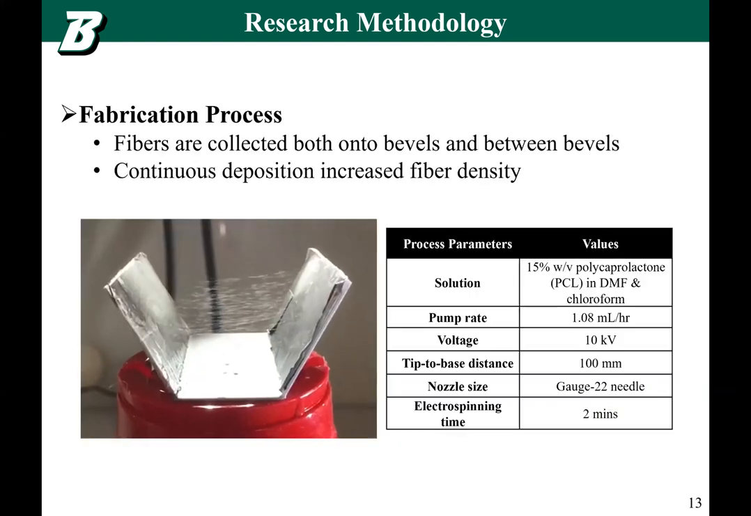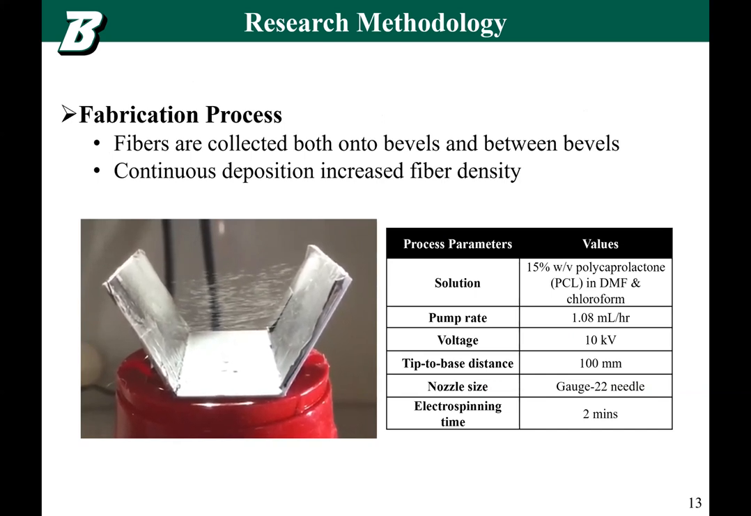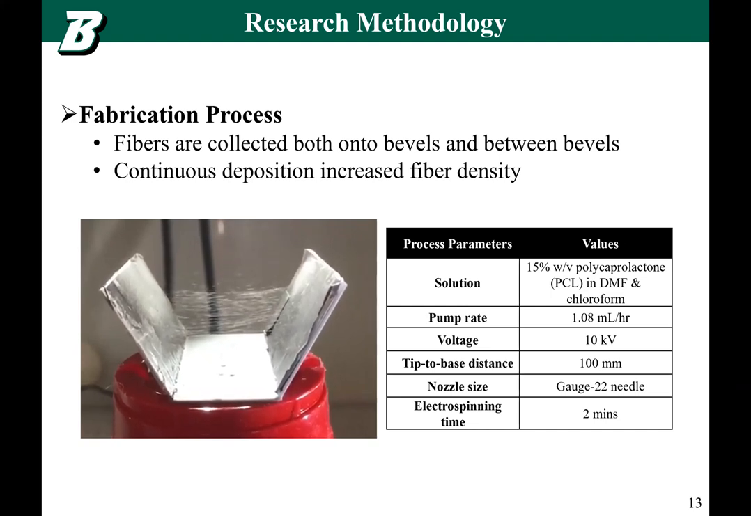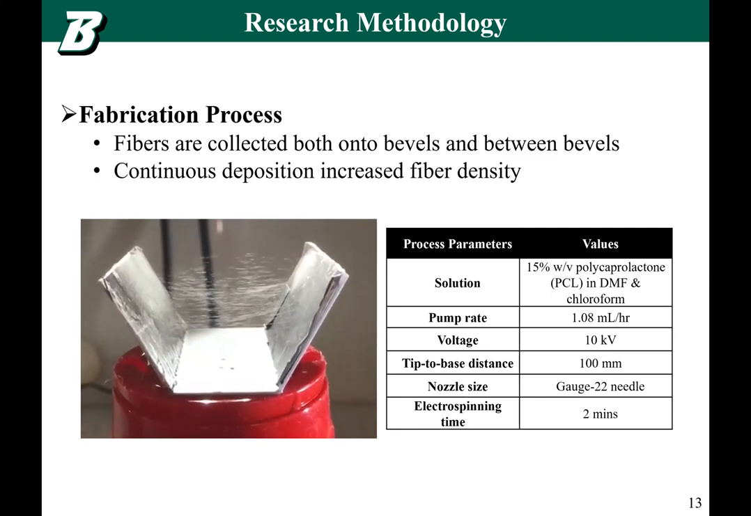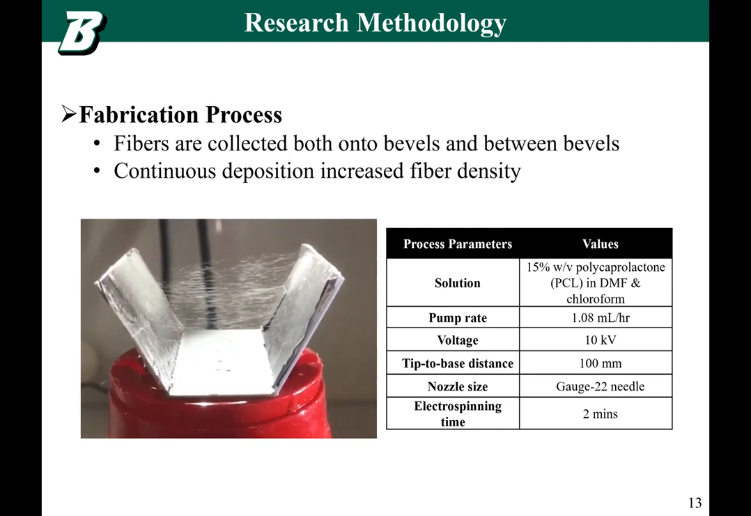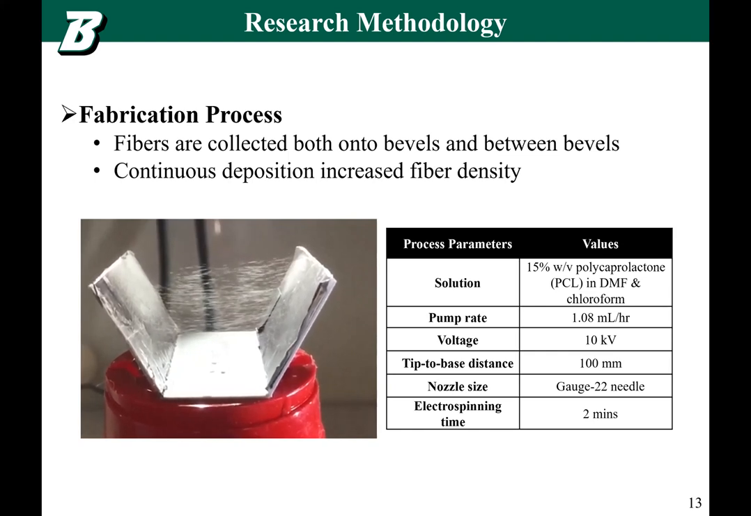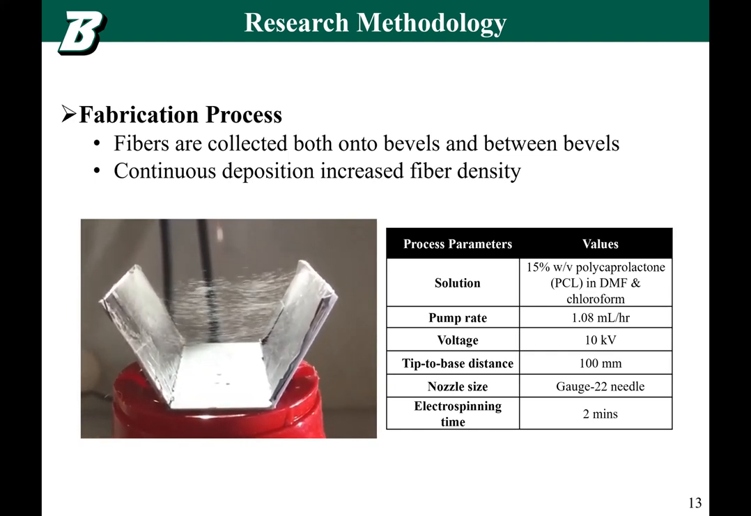And after the validation of our hypothesis, we select PCL in DMF and chloroform solution, 15% weight to volume ratio. And we optimize the pump rate, voltage, and tip to base distance, as well as electrospinning time to fabricate the scaffold. As you can see in the video, the fibers are bridging between the two bevels and are forming a 3D aligned nanofibers scaffold. And the fibers are collected both onto the bevels and between the bevels, and continuous deposition increased fiber density.